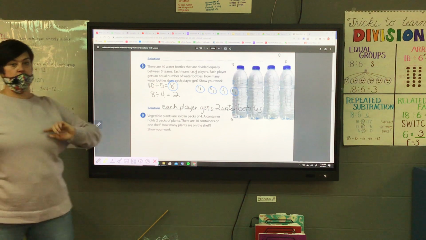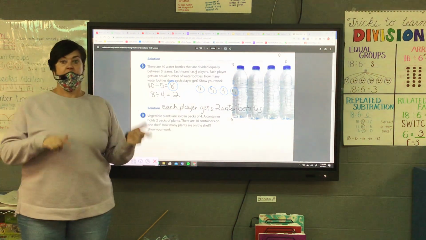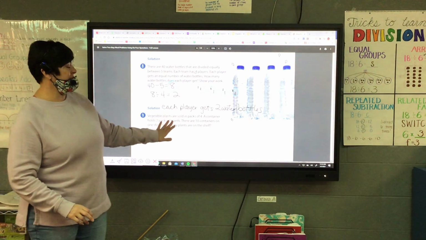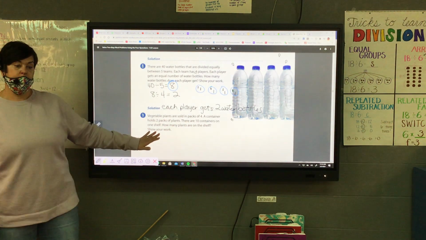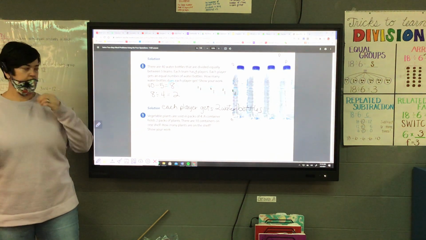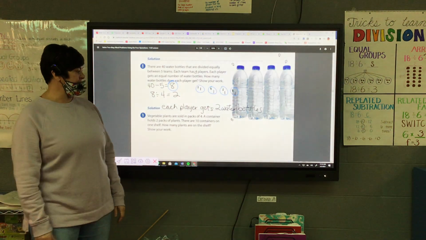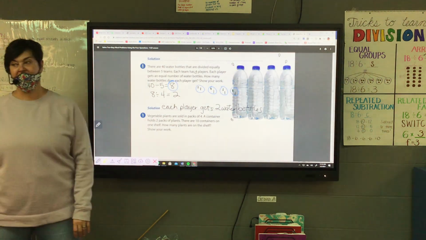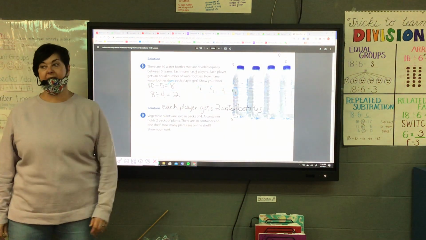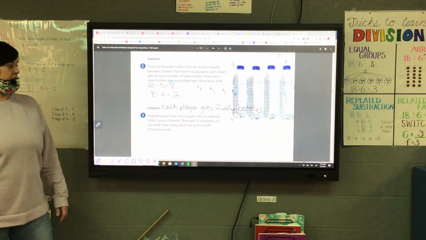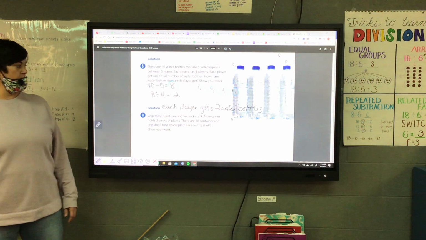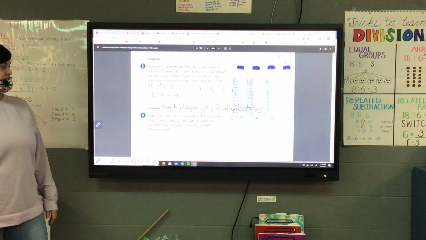Okay, do you remember the partner that you worked with on the other problem? I'm going to have you get back with that same partner or that same group, and you're going to work through this problem. But let's read it all together first. Are you ready? Vegetable plants are sold in packs of 4. A container holds 2 packs of plants. There are 10 containers on one shelf. How many plants are on the shelf?